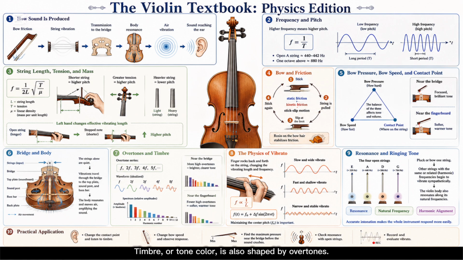Timbre, or tone color, is also shaped by overtones. Even when the pitch stays the same, the balance of overtones can change the sound completely. More high overtones create a brighter and clearer tone. Fewer high overtones create a softer and warmer tone.